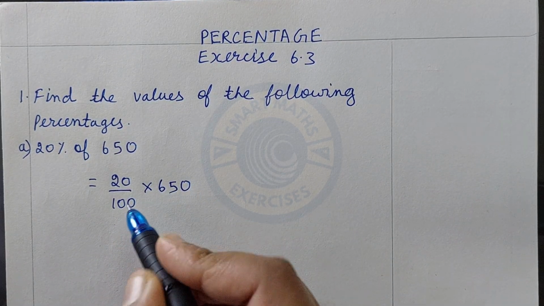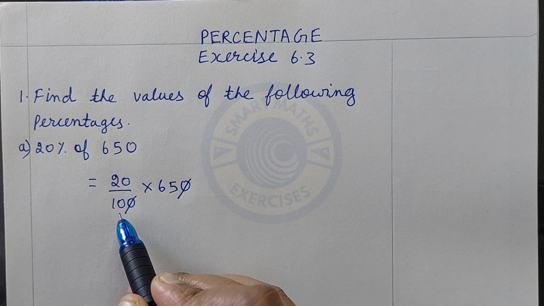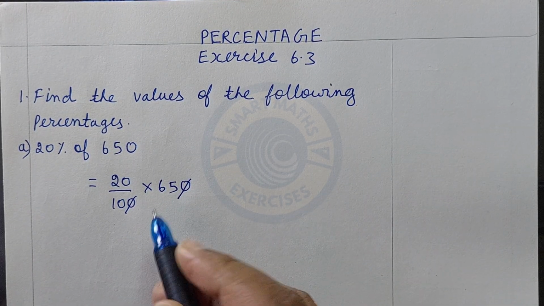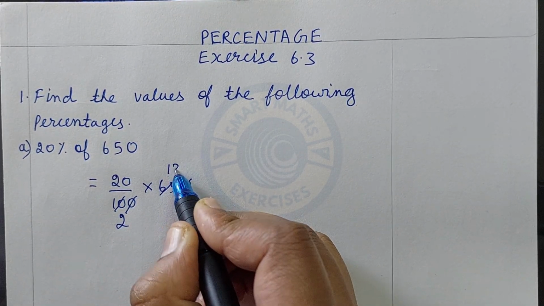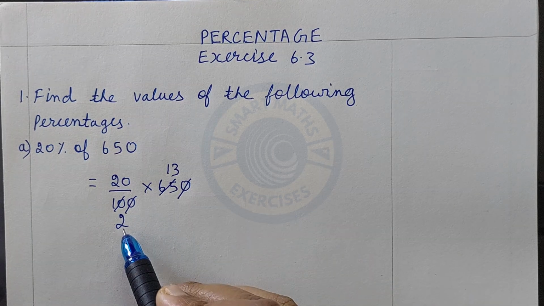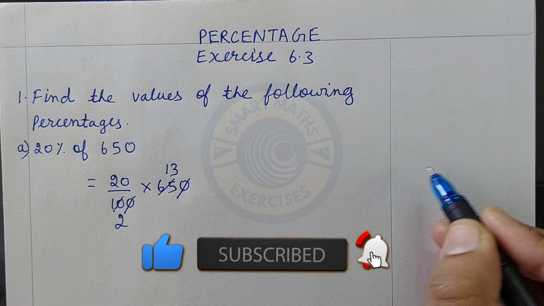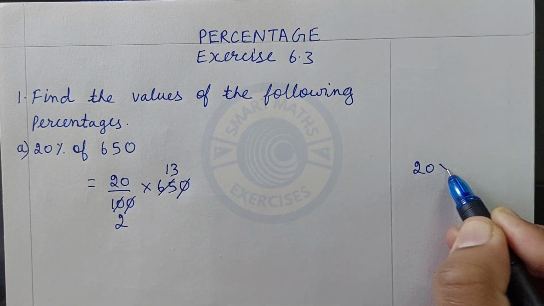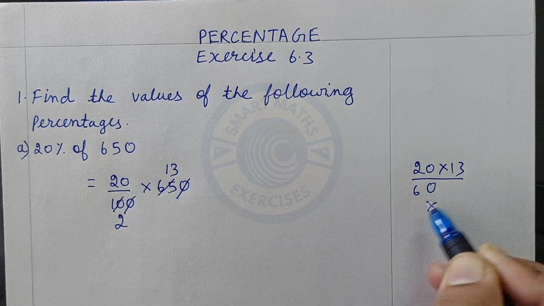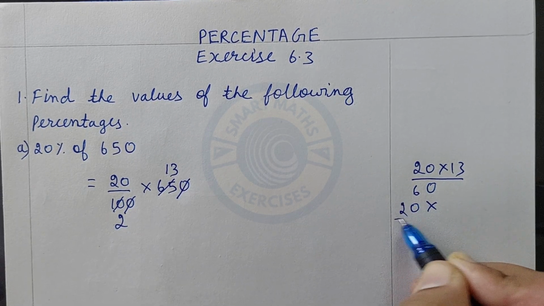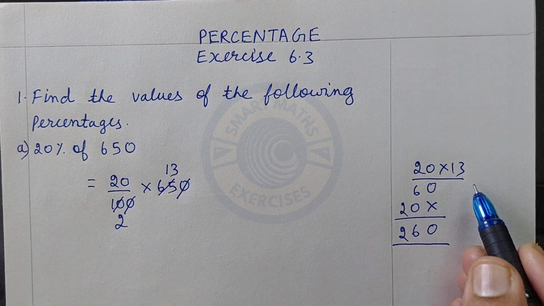Now we can simplify. This 0 and this 0 get simplified. Now 10 and 65 both go in 5 table. 5 2s are 10, 5 13s are 65. Now 2 and 13 do not go in any table, so multiply 20 into 13. 3 zeros are 0, 6. 20 into 13 is 260.